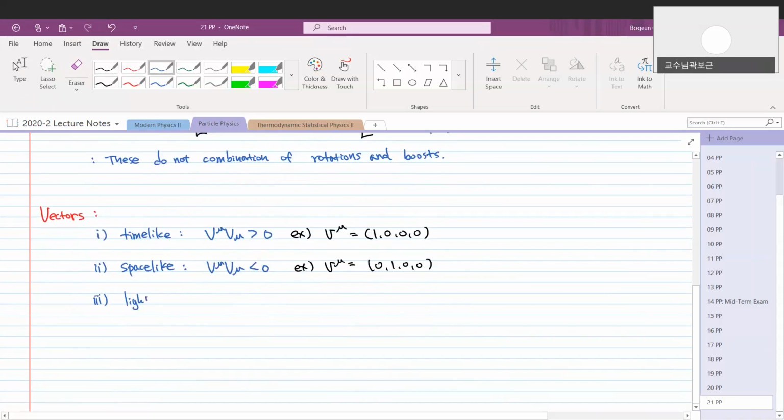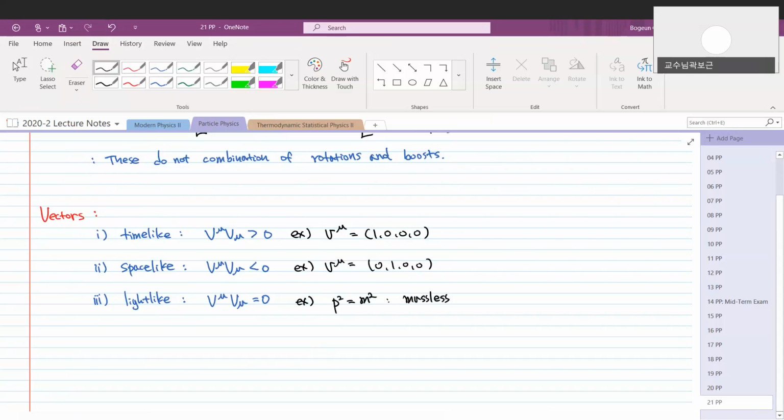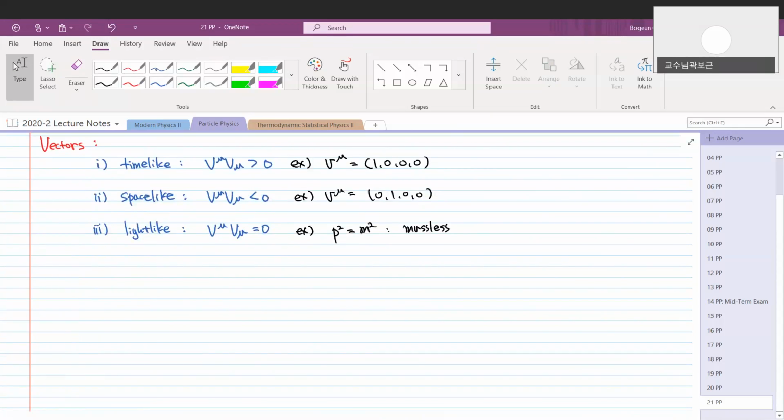And the last one is light-like, whose inner product is zero. For example, this is a kind of particle satisfying p square equals m square, so massless, like a photon. We can write this down in terms of the light cone.